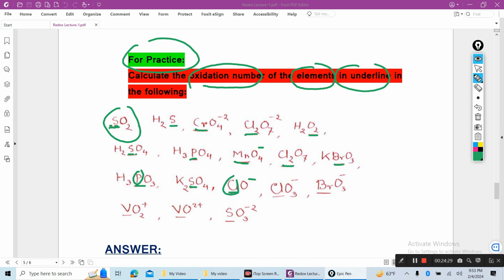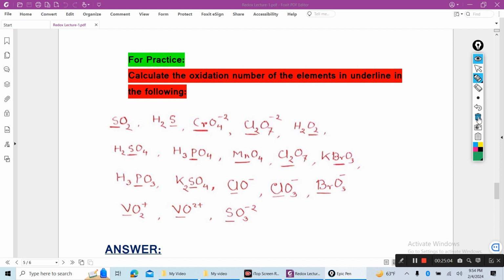Chlorate 5, here chlorine. Bromate, here bromine. VO2 plus, here V, vanadium. VO2 plus, here also V, vanadium. Sulfite ion, you will find out the oxidation number of sulfur. You will solve this. You will calculate the oxidation number of the elements that are underlined.